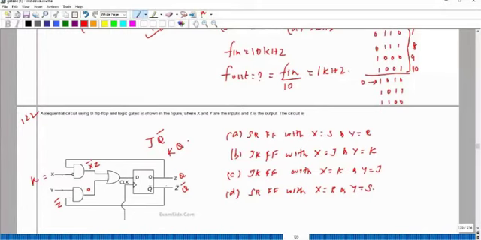Okay, next K bar. I can take this one also, K bar, and Q bar. Q bar is connected to J, so I can take this one as equal to J. So it's a JK flip-flop with X is equal to K and Y is equal to J.